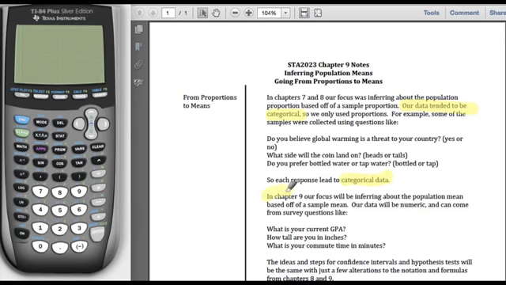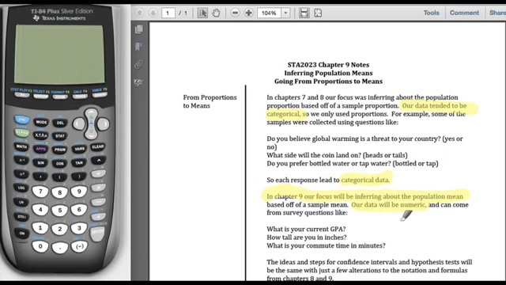In chapter 9, while we're focusing on the population mean, our data will be numeric. We're still going to use statistical inference. We're going to use confidence intervals and hypothesis tests, but we're going to use the sample mean to make an assertion about the population mean, and we'll be collecting numeric data so we can actually get a mean. Recall that numeric data has two properties. Property number 1, the data consists of numbers, and property number 2, the mean makes sense.